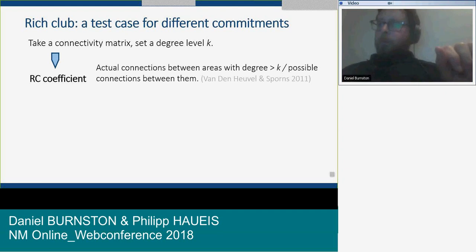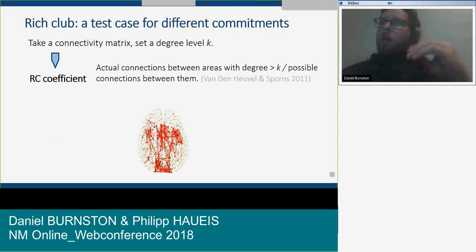So in a Rich Club, what you do is you take all the connectivity you know, and you set a degree level K, and then you look at all of the areas that have a higher degree than K, and you just ask, out of all the possible connections between those areas, how many of those possible connections actually exist? If the areas that themselves are very high degree are also interconnected to each other, this suggests that this particular unit, which is called the Rich Club, is playing an extremely central integrative role in the network.